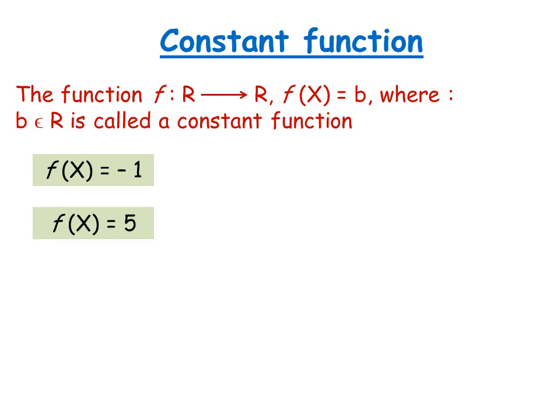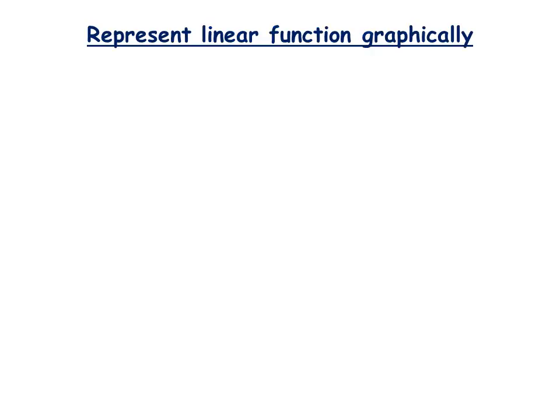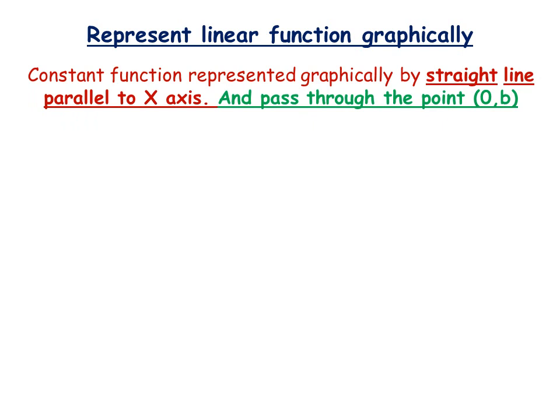Like that, the function of x equals 5. And now, let's see how to represent the linear function graphically. I will have a straight line that will be parallel to the x-axis and pass through the point (0, b). This is the intersection point with the y-axis. It will not intersect with the x-axis as it's parallel to it.